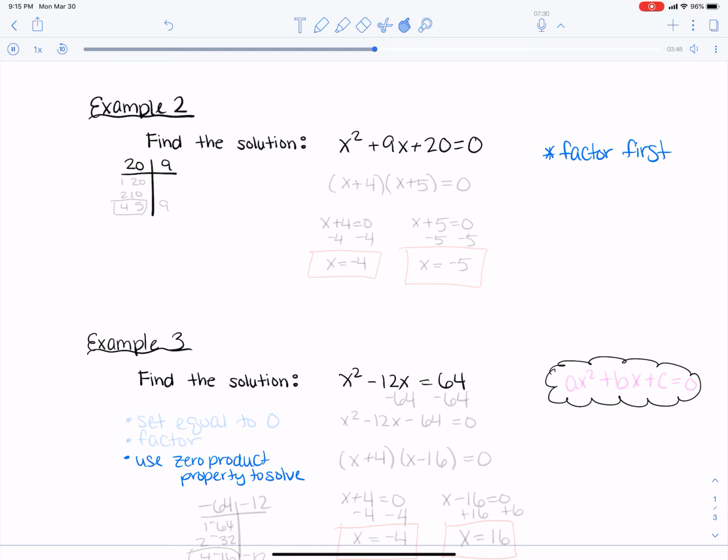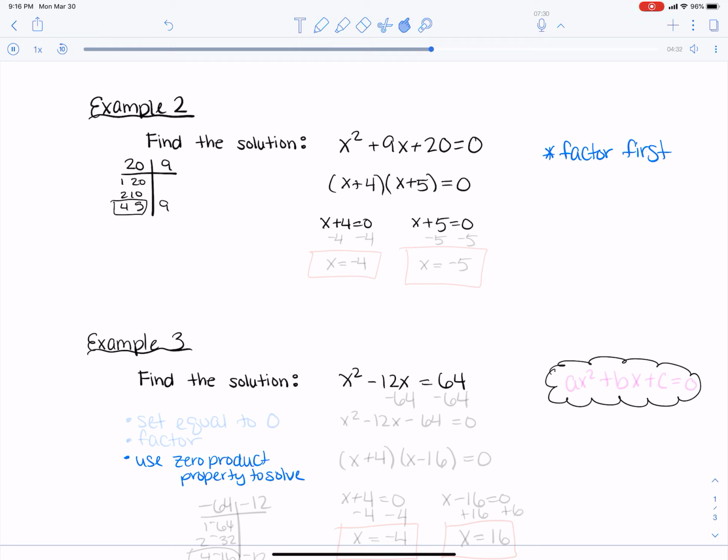So I'm going to write out all my factors of 20. I have 1 and 20, 2 and 10, 4 and 5. And we can see that 4 and 5 are my two factors. They're going to add to 9. So we can factor this to x plus 4 times x plus 5 equals 0. So we have to add the equals 0 at the end. Now we're going to use the zero product property rule to set both of my factors equal to 0 and solve for x. First I'm going to take x plus 4 and set that equal to 0. And then we're going to take x plus 5 and also set that equal to 0.